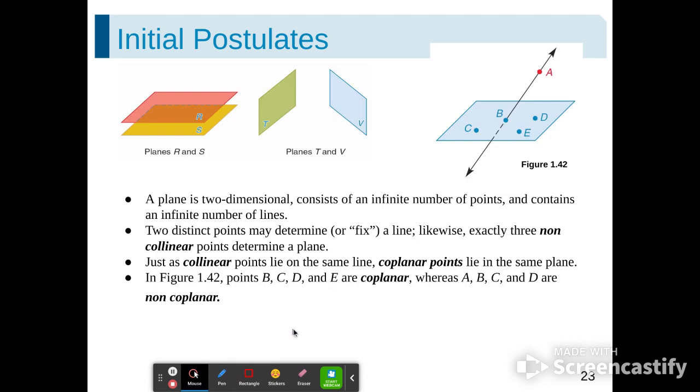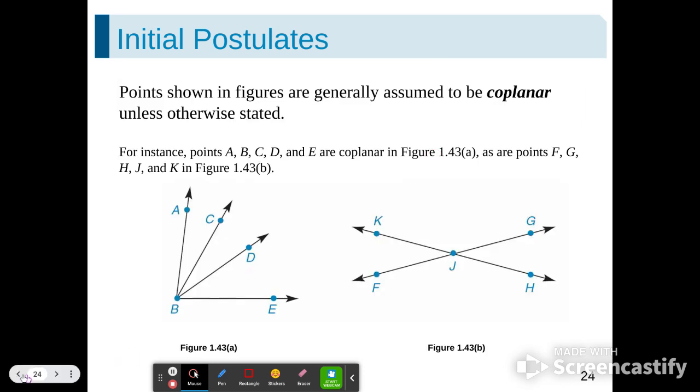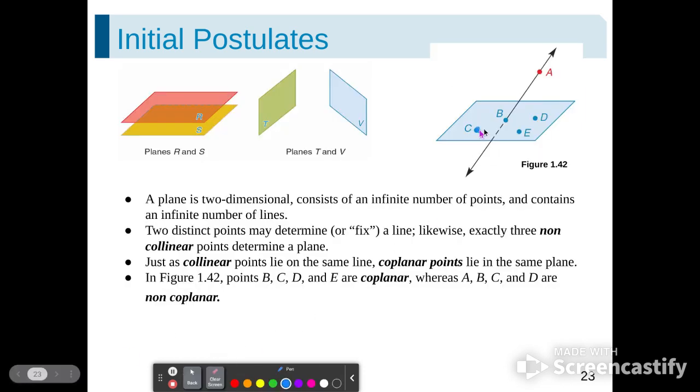We just got a couple more things. We can talk about the idea of non-collinear. Two distinct points determine a line. Likewise, three non-collinear points determine a plane. So if I have point C, point D, and point E, they're not collinear, but they can determine a plane, because I can say the plane is made up of points C, D, and E.